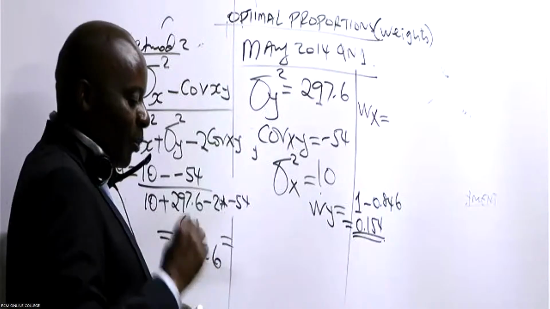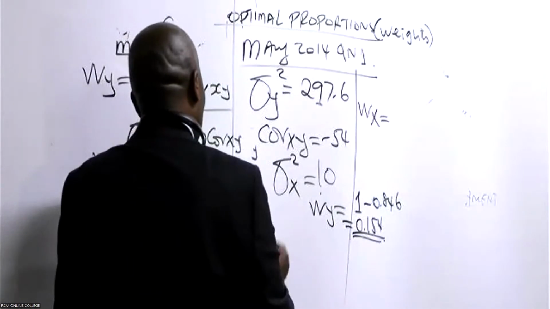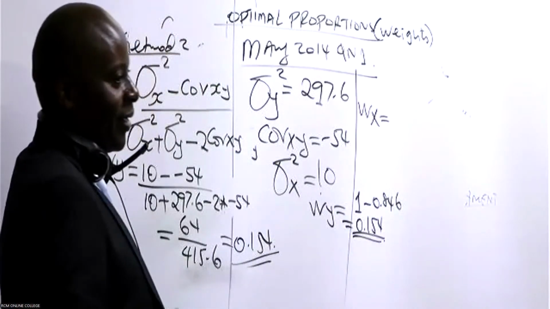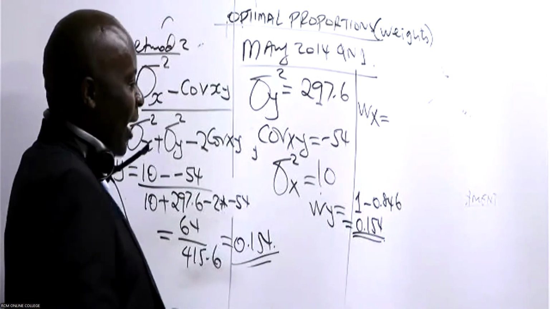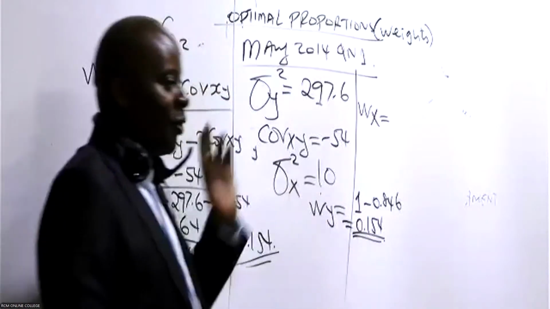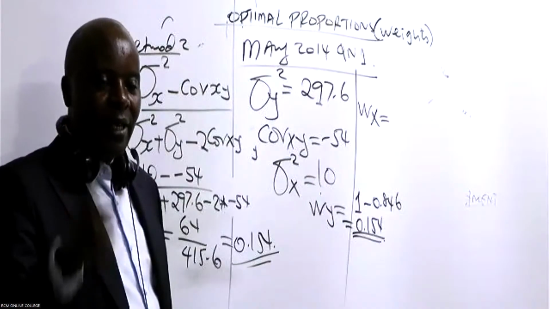So are you able to give me this weight of y? Is it the same as 0.154? It is the same as 0.154. Are you able to see some similarity? Yeah, because when we were done using the other method, we got wy as 0.154 like that. So those two formulas, you shall never forget them.